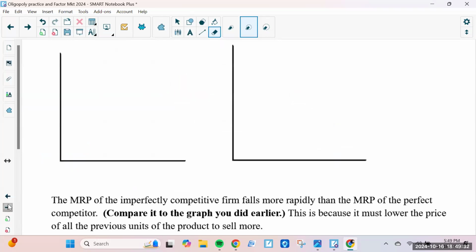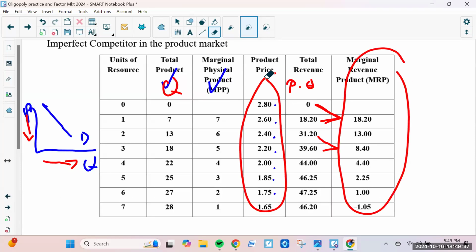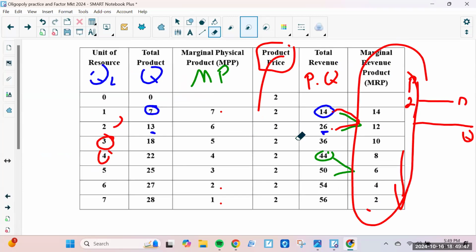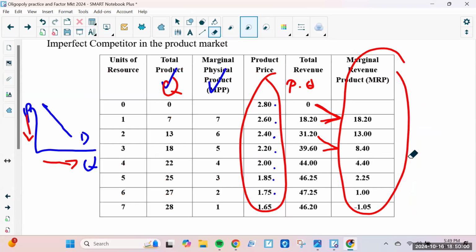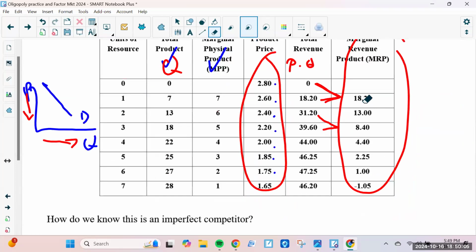Now what's going to happen is if we were to graph this MRP right here, which is an imperfect competitor in the product market, versus this MRP, which is a perfect competitor in the product market, here's what they would look like. Notice this starts at 14 and goes to 2. And the other one starts at 18 and goes to -5. See how this falls faster? This has a steeper slope.